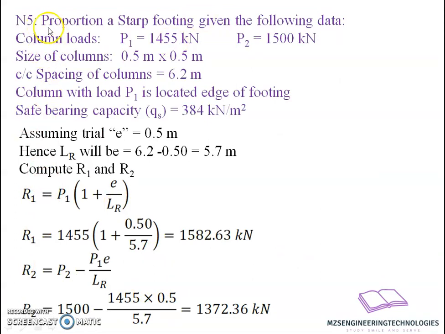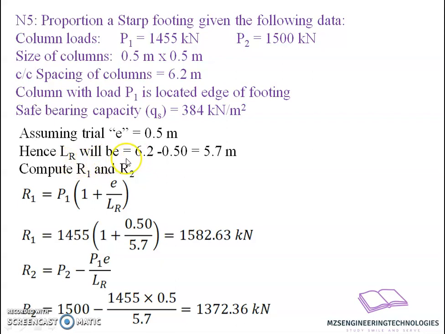In this numerical, it states to proportion a strap footing given the following data. Column loads are P1 equals 1455 and P2 equals 1500 kilonewton. Size of the column is 0.5 by 0.5. Center to center spacing of the columns is 6.2. Column with load P1 is located at the edge of the footing, and safe bearing capacity QS is equal to 384 kilonewton per meter square. As I have stated, the first step will be assuming the trial eccentricity. In this case, we will assume trial eccentricity as 0.5 meter.